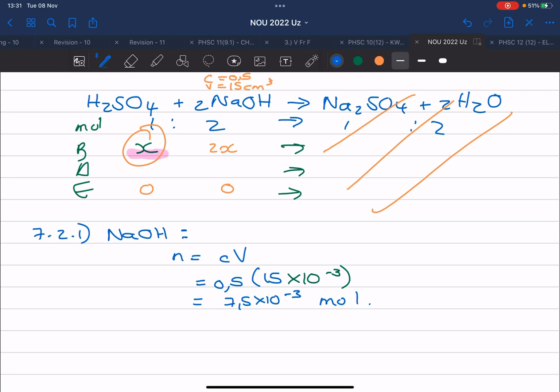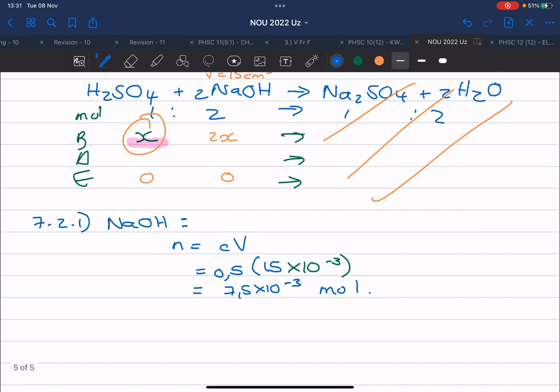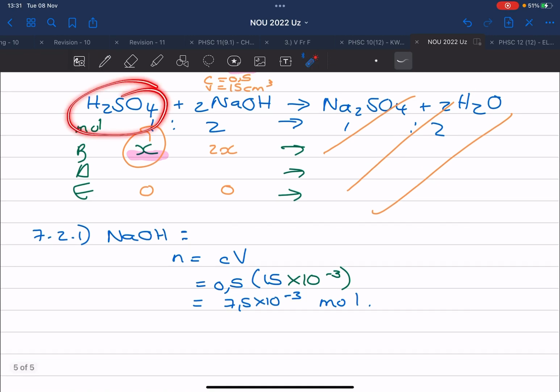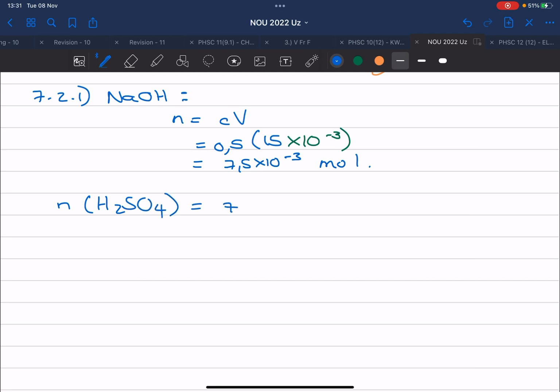Okay, but that is for sodium hydroxide. Wat het hulle vir jou gevra? Wat is die mol van swaalsuur? What is the mole ratio? 2 to 1. So must I multiply with 2 or divide by 2? Deel deur 2. Okay, so the mole of sulfuric acid will be that divided by 2.